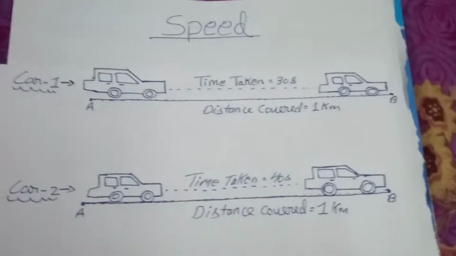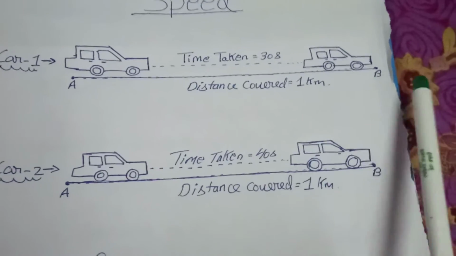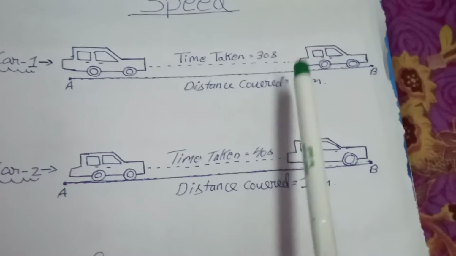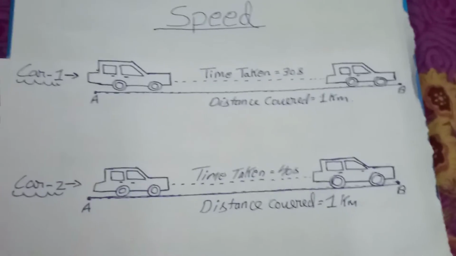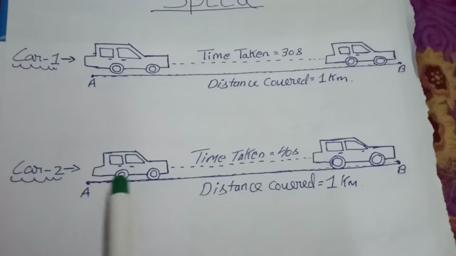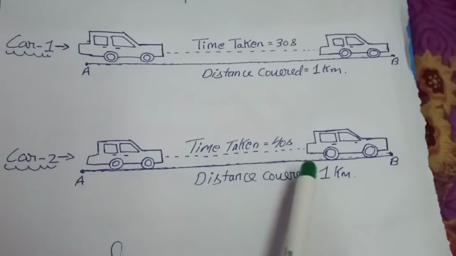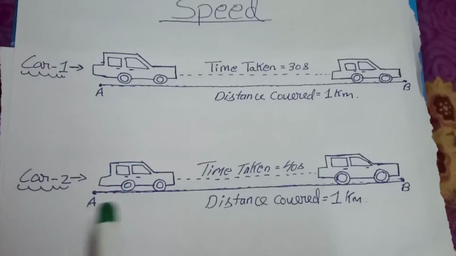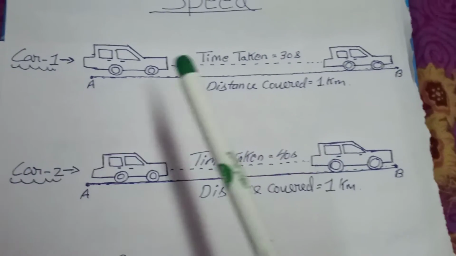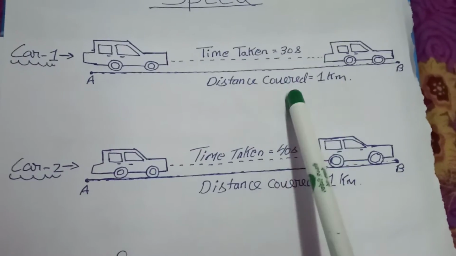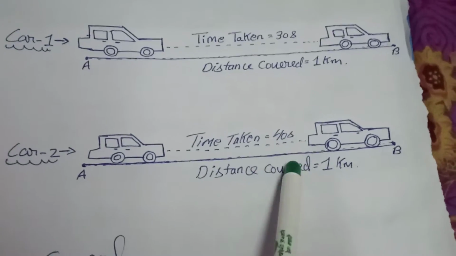Here you can see car 1. This car 1 is moving from point A to point B, covering a distance of 1 kilometer by taking 30 seconds, while car 2 is moving from point A to B, covering a distance of 1 kilometer in 40 seconds. So which car has more speed? Clearly we can say that car 1 has more speed because it takes less time to cover 1 kilometer, whereas car 2 takes more time to cover 1 kilometer.